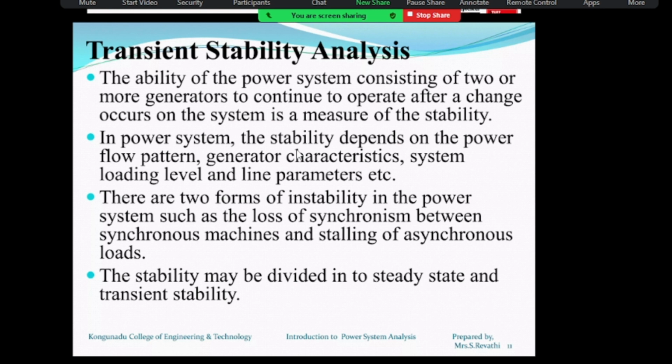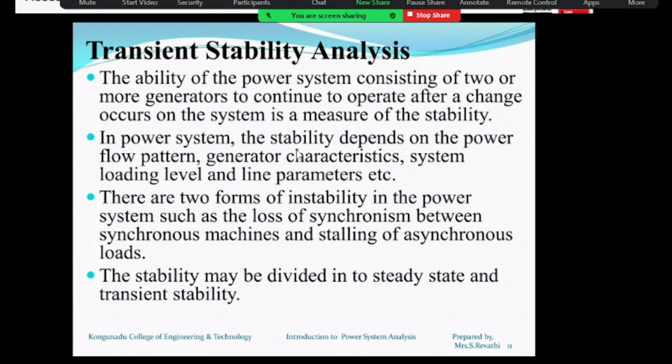Now, transient stability analysis. We saw previously that in power system analysis we do different types of analysis, like load flow analysis, short circuit analysis, and transient stability analysis. We studied the load flow analysis, we studied the short circuit analysis, and now we will be studying transient stability analysis.